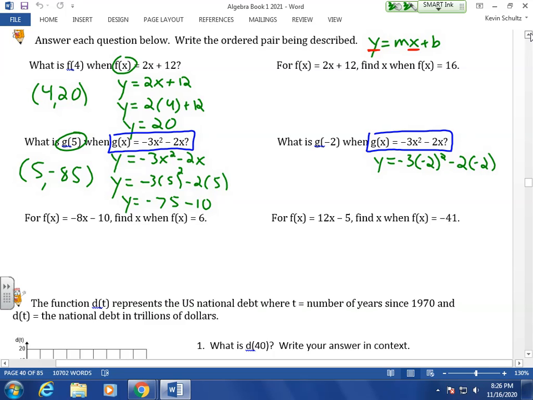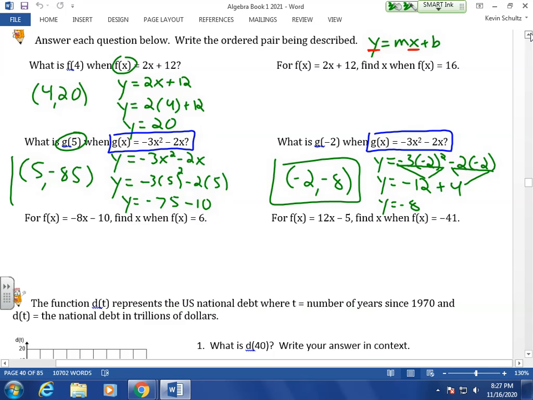Order of operations, we're going to square first. Negative 2 squared is positive 4. Then positive 4 times negative 3 gives us negative 12. And then over here, negative 2 times negative 2 gives us positive 4. So this negative 12 came from this right here. This positive 4 came from this right there. And negative 12 plus 4 is a negative 8. So when x is negative 2, y is negative 8.